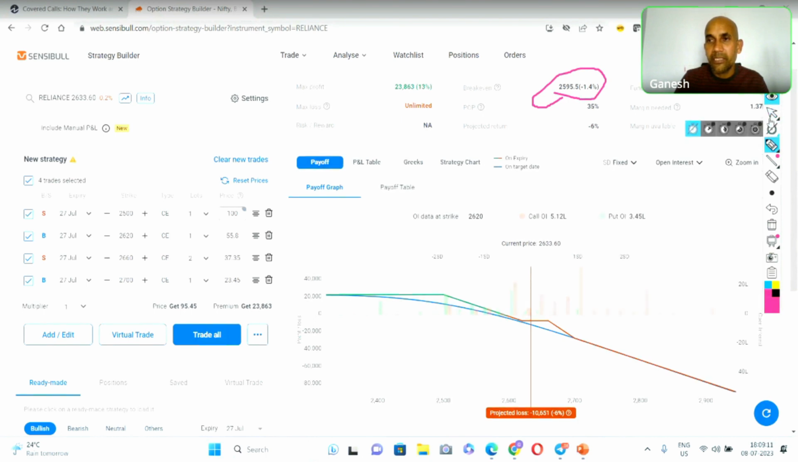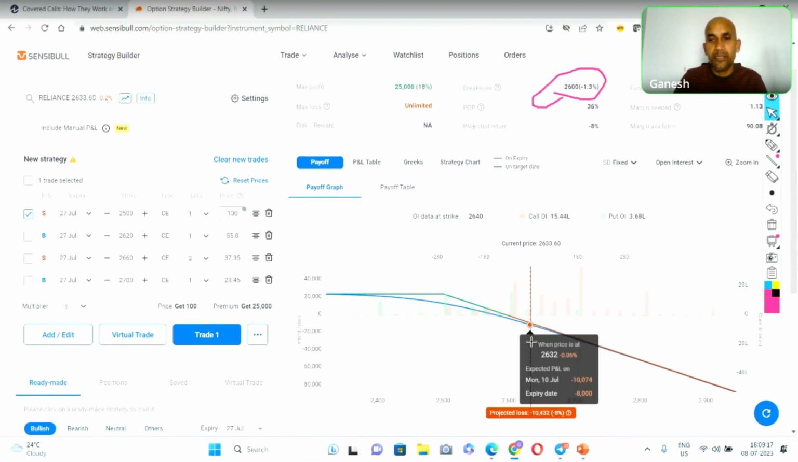Let me switch off this butterfly. If I don't have butterfly, what is the loss at expiry? See that at expiry loss is 8,000. All of you just focus on this. Reliance expired here itself, and the expiry loss is 8,000.